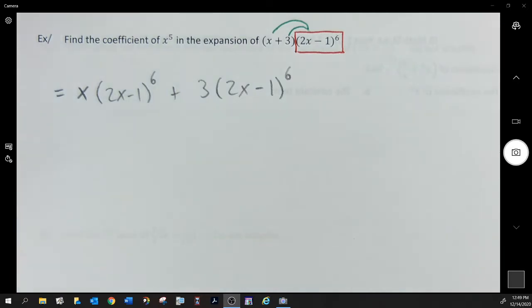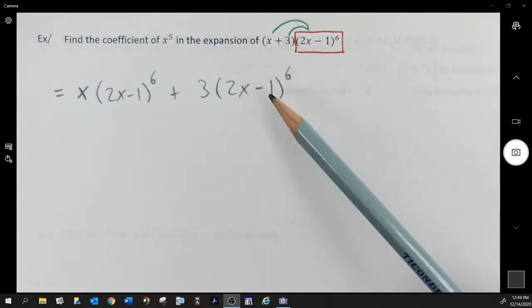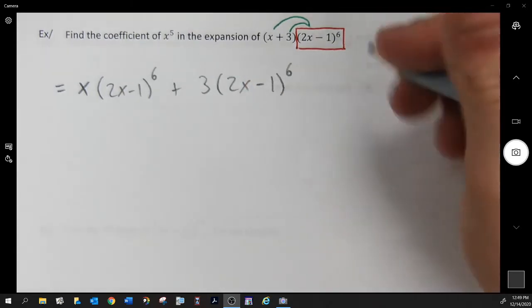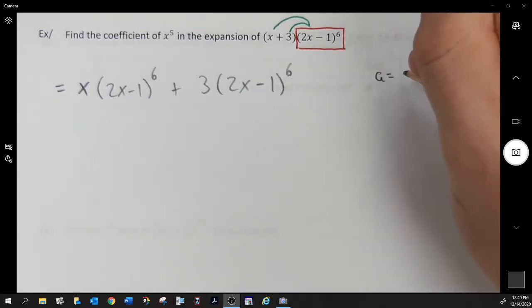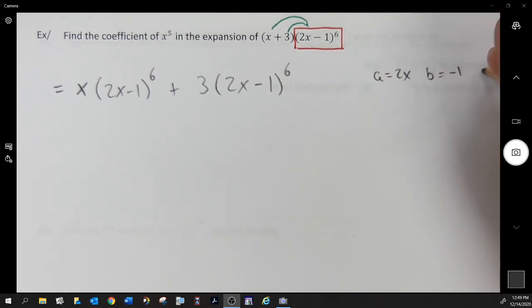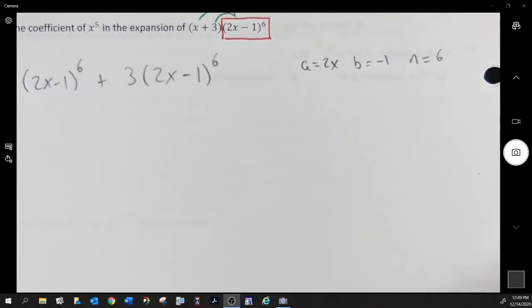Since they both have a 2x minus 1 to the sixth, I'm going to find the general term for this expansion, and then substitute it in here and here. What we know is that a is 2x, b is negative 1, and n is 6. Now I'm going to try to write this small so that I have plenty of space. I don't want to run out of space like I did in class.